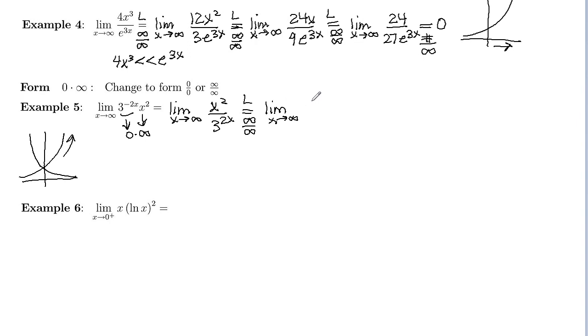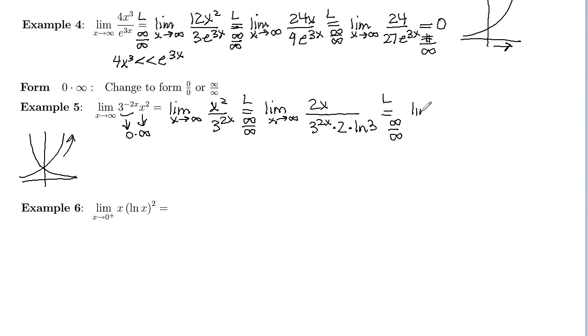So the derivative of x squared is 2x. And then the derivative on the bottom, the derivative of 3 to the 2x is 3 to the 2x times the derivative of the inside function, 2, times log of the base, because it's not e, so ln of 3. So what now? Well, x is going to infinity, so 2x goes to infinity. And then the 3 to the 2x on the bottom times the number, still going to infinity. This is still infinity over infinity. We've got to do L'Hopital one more time.